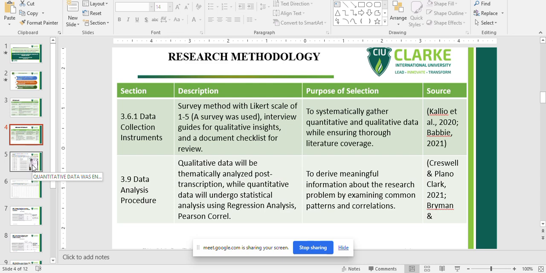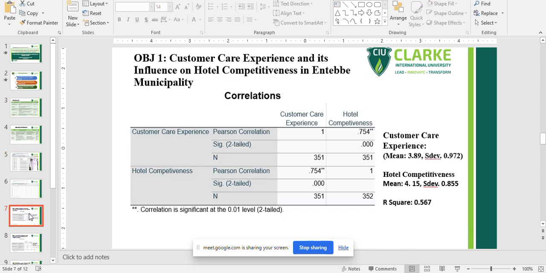Can we go to the findings? Can we go to the findings?